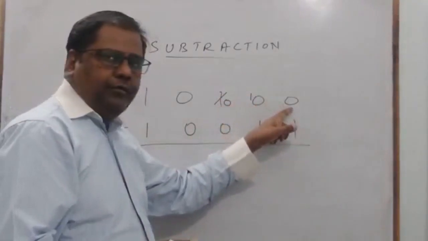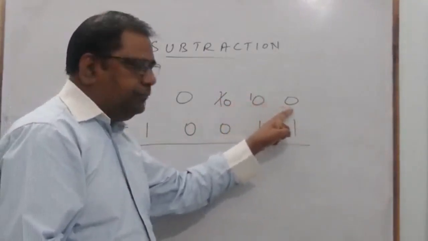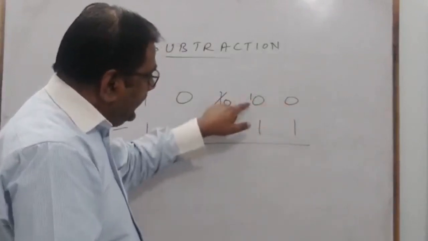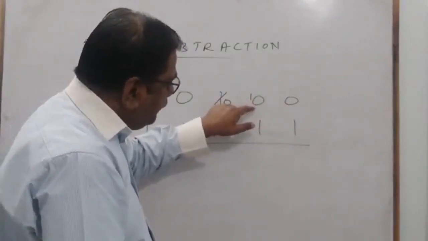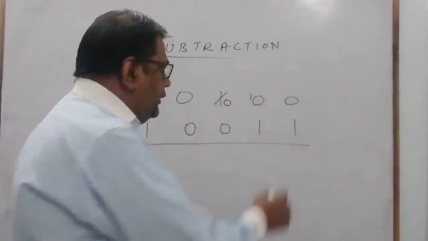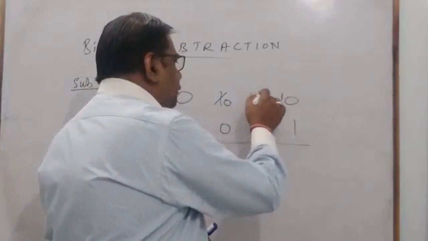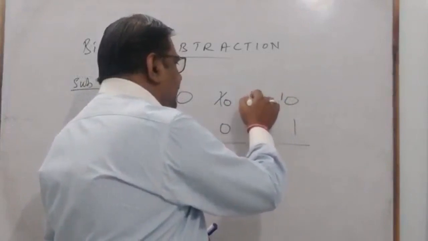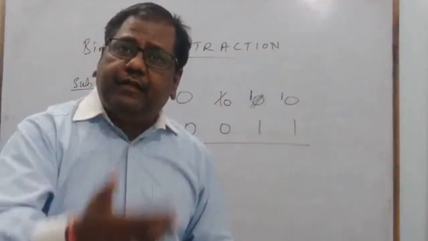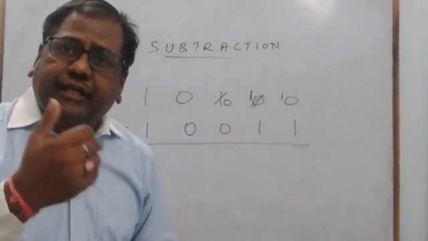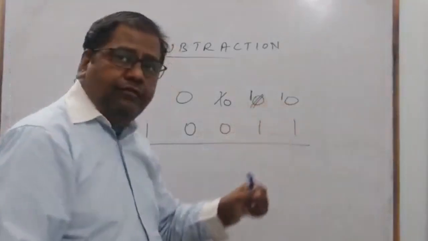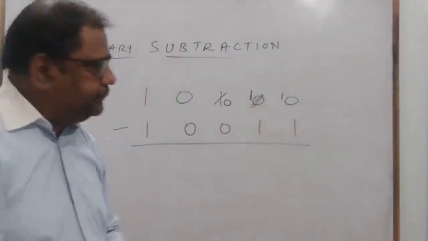Again you have to give a borrow to him. So when I am going to give a borrow, that means I have to take out 1 from 10. When I take out 1 from 10, what is the value left over here? The value left over here is 1. Because I have removed 1 from 10, what will remain? 1. And here it becomes 10.